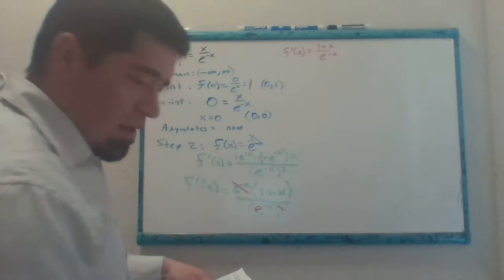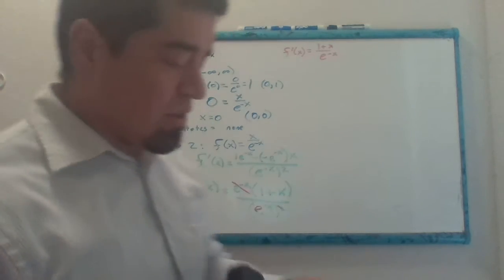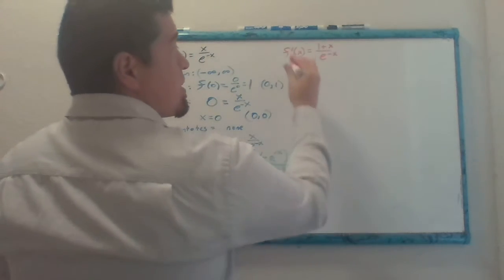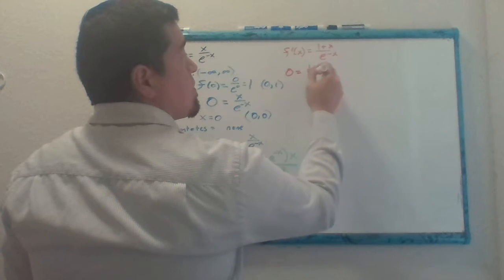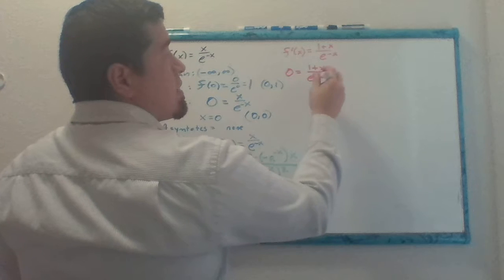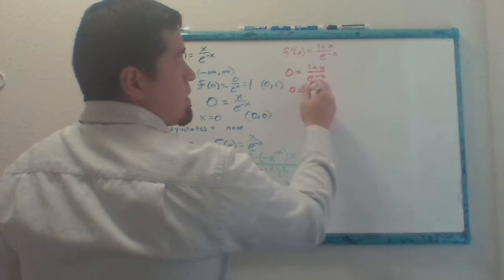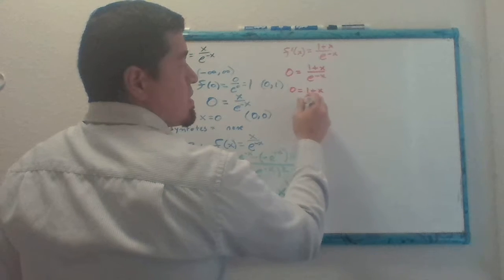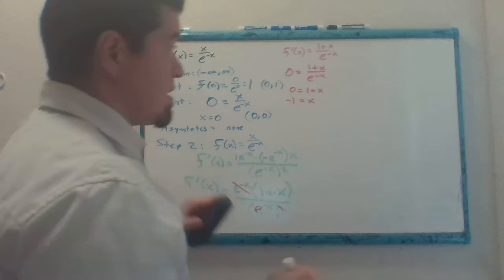Then the following thing, if you want to find your partition values or critical values, you're going to set the derivative equal to 0. So set it equal to 0, I get 1 plus x over e to the negative x. Solve this. Really, the only thing that matters is 1 plus x on the top, which tells me that if I subtract 1, I have my partition value: x equals negative 1.